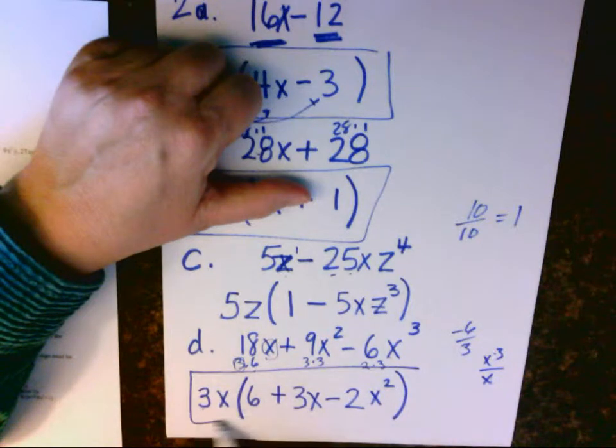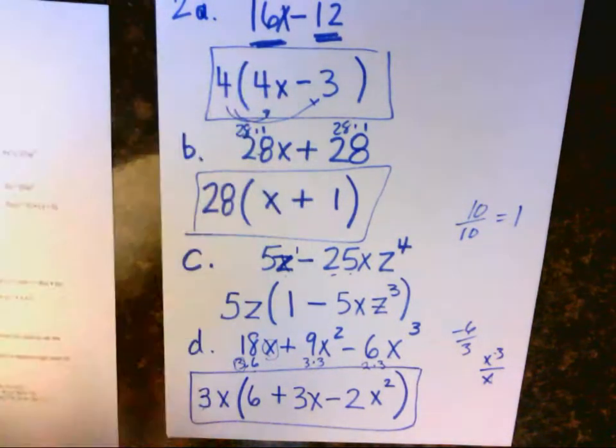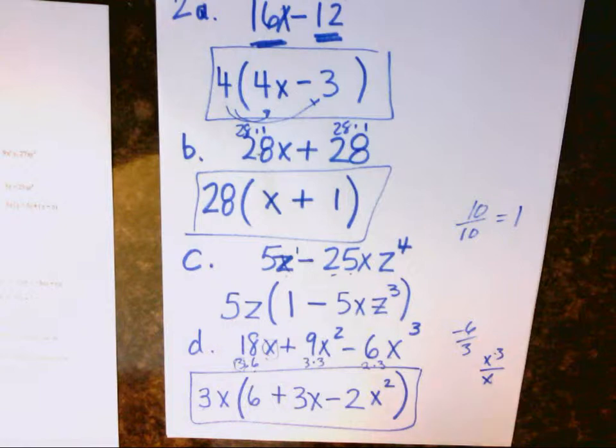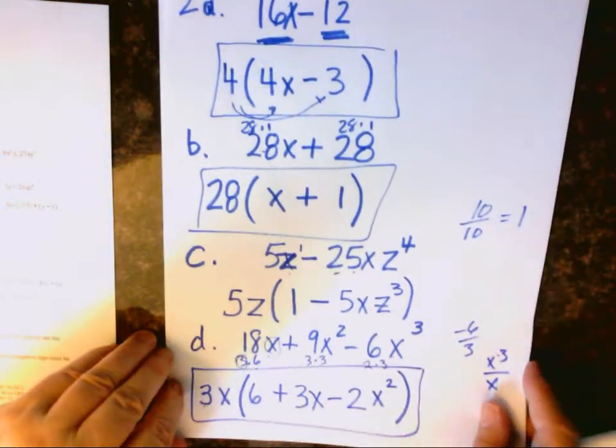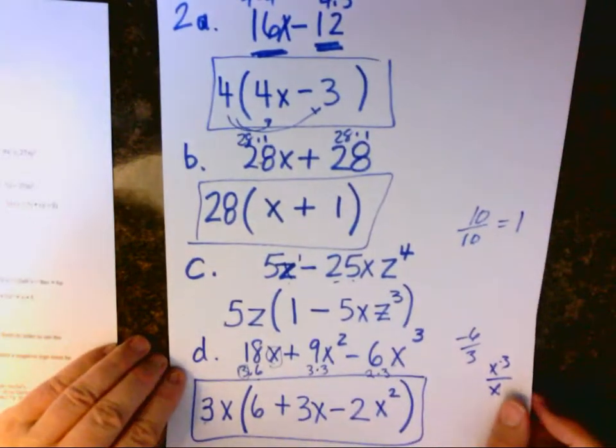So this is the answer after we remove the greatest common factor. This is factored form. It actually can factor a little more, but we're not to that stage yet. Okay, part D on number 1. Oh, no, part D on number 2. That means we have no more.